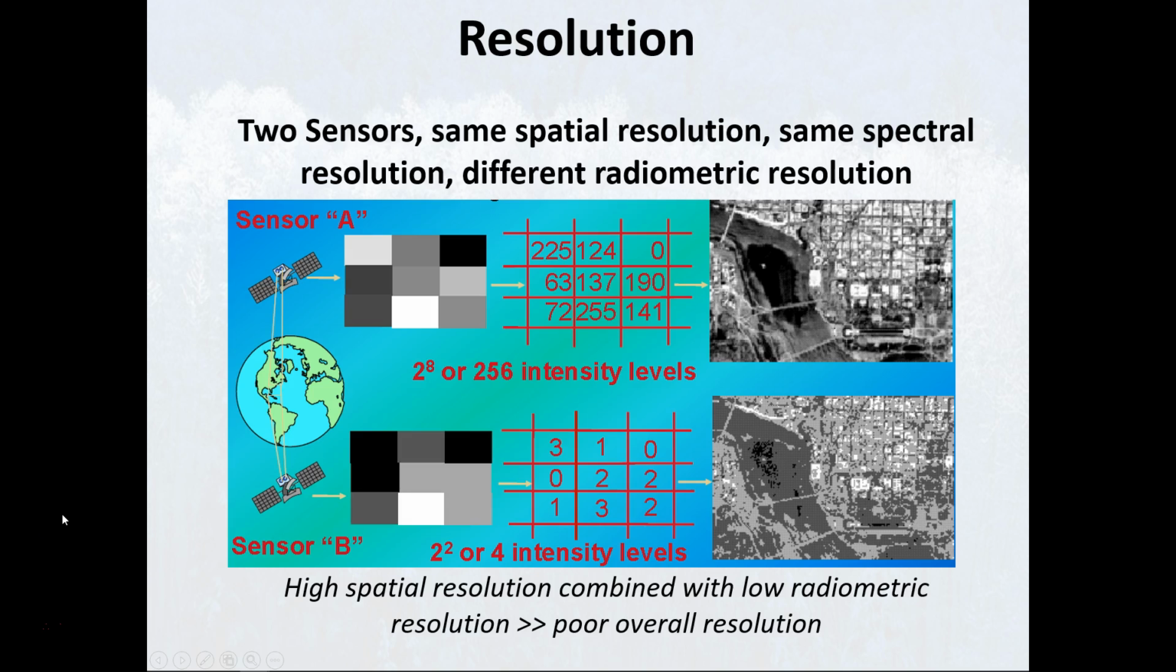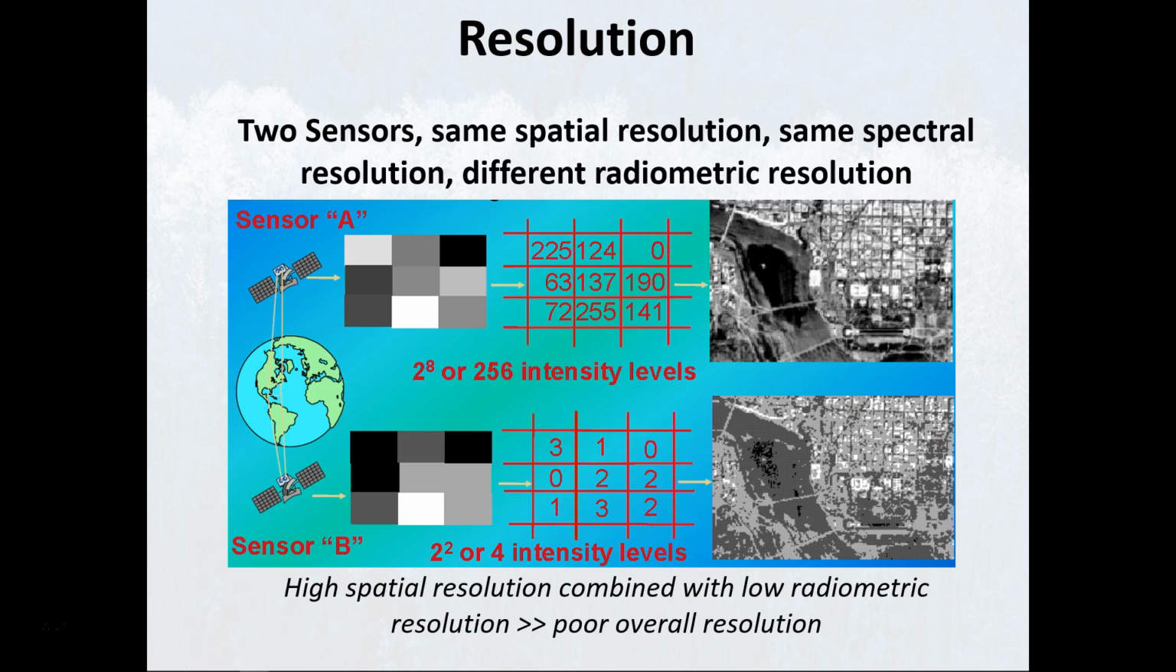So to give you another way to visualize this in terms of why it really matters, you have two sensors here that have the same exact spatial resolution, the same spectral resolution, but a different radiometric resolution. So sensor A can record 256 different intensity levels, so it's 8-bit data, whereas sensor B is only 2-bit data and can only record 4 intensity levels. And just look at the difference in the image displays here.